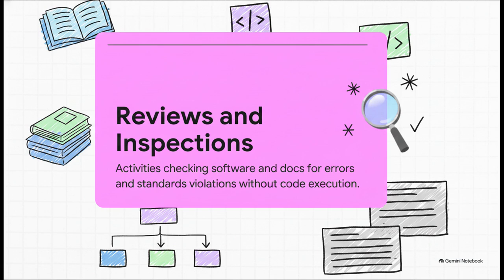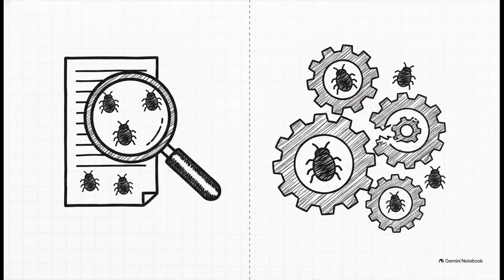Think of it like a highly structured, peer-driven process. A team sits down and reads through the code or the system documentation line by line. They aren't running the program at all, they're critically analyzing the text itself. And it turns out this is incredibly effective. We refer to this approach as static verification and validation. That word static is the key here.